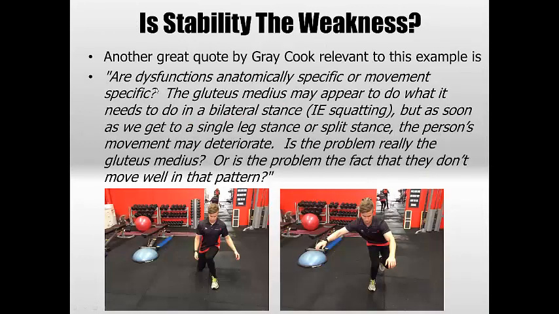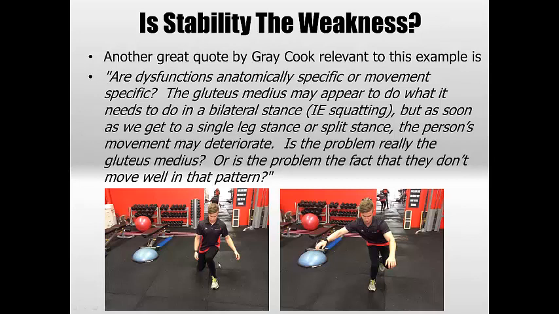So another great quote from Gray Cook: are dysfunctions anatomically specific or movement specific? The glute medius may appear to do what it needs to do in a bilateral stance, like squatting, but as soon as we get into single leg stance or a lunge or split stance, the person's movement may deteriorate. Is this problem really the glutes, or is this the problem of the fact they don't move well in that pattern? This would be an example of a lunge and a single leg squat.